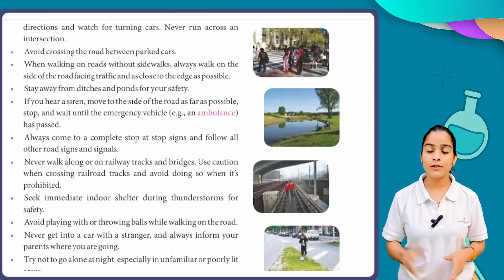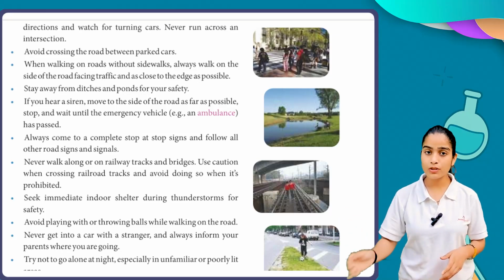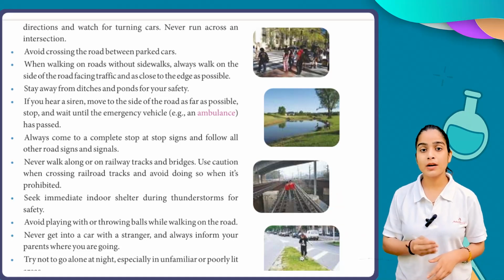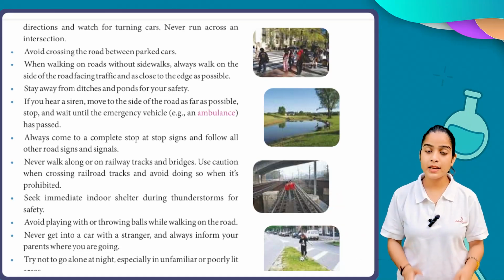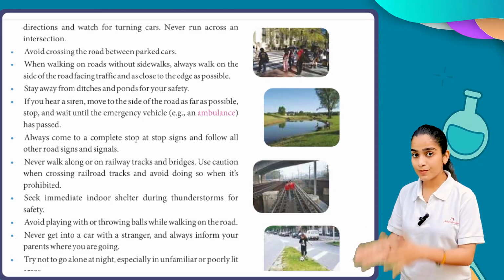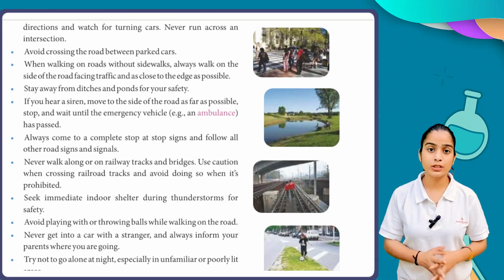So always keep in mind, if you are at an intersection and you have to cross, but an ambulance is coming, you have to follow the ambulance's siren, and you have to give space for the ambulance to pass.